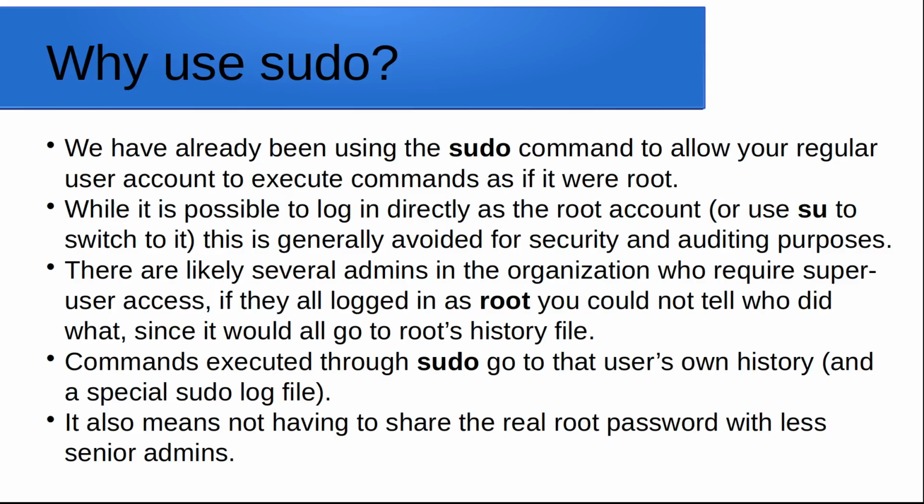So you use sudo, and we've already been using it, right? You just stick sudo in front of any command you want to run with elevated privileges, and it does it for you if you're allowed to. But usually, you've got a bunch of admins in the organization, not just one. And if they're all logged into root, you have no idea what they did, because everything shows up in root's file, right? Now, stuff that you issue through sudo goes to your history. But there's also a special sudo log file.